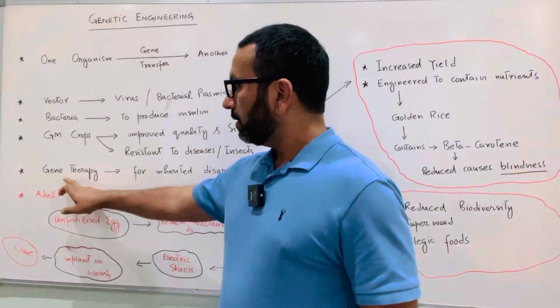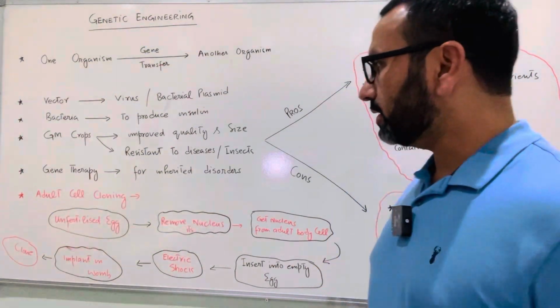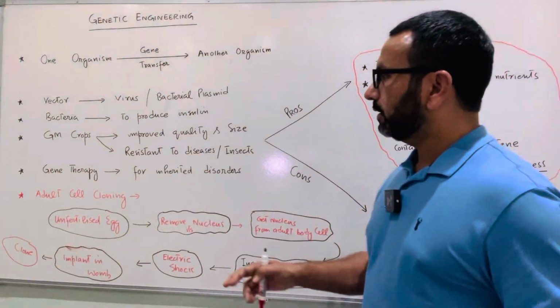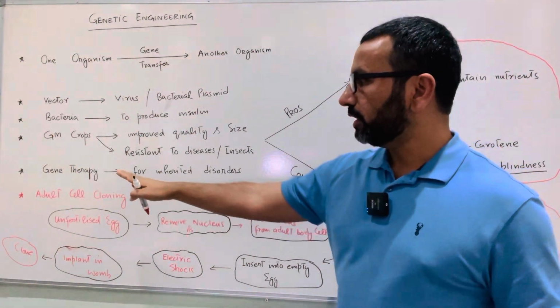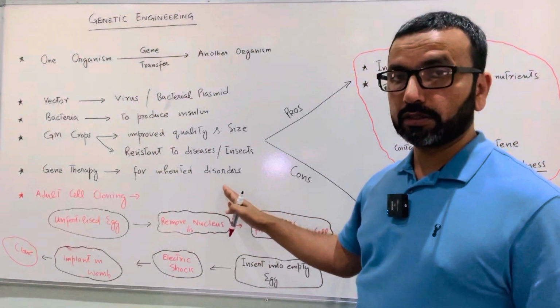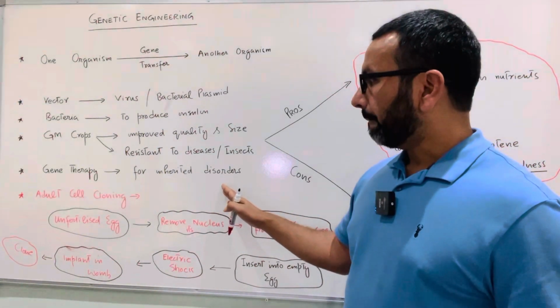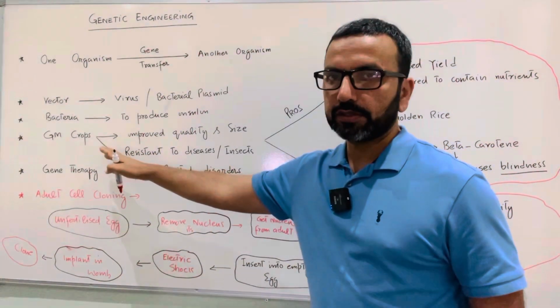There is another term which is called gene therapy, meaning treating the faulty genes, and that is also done by genetic engineering. So, gene therapy is used to correct the inherited disorders. We go further for GM crops.